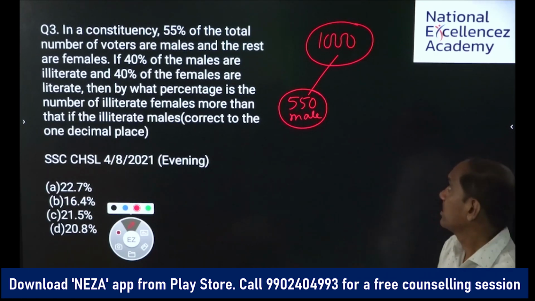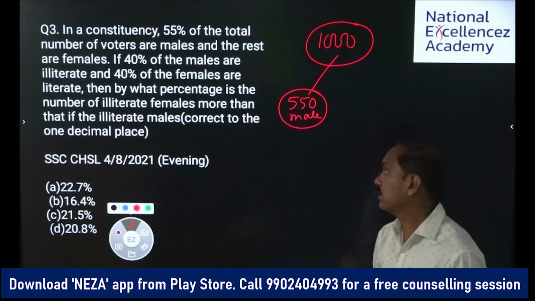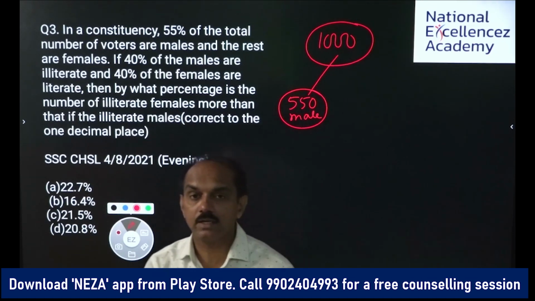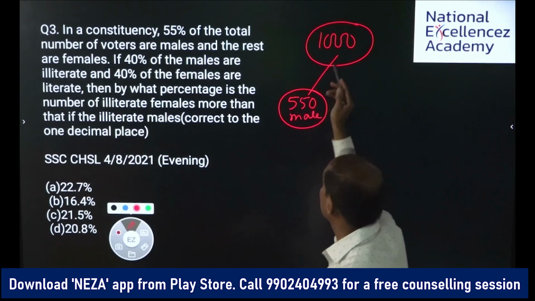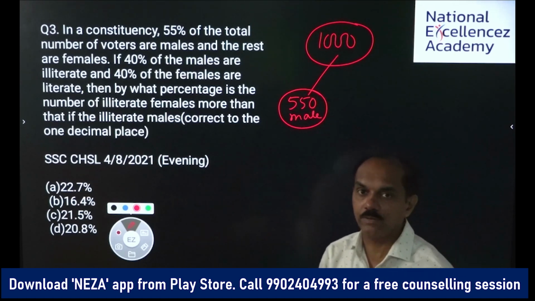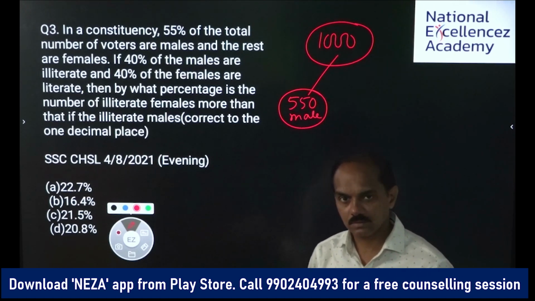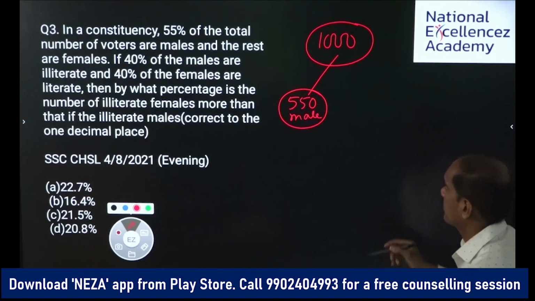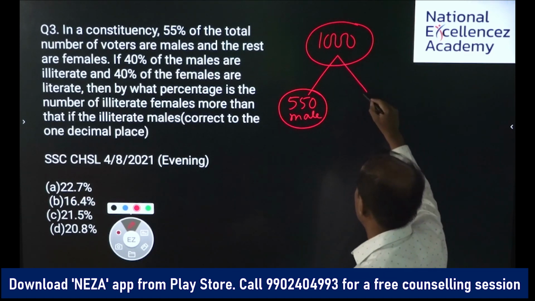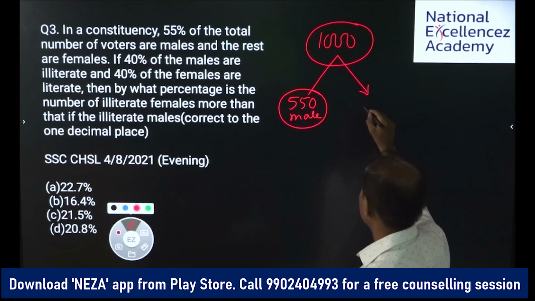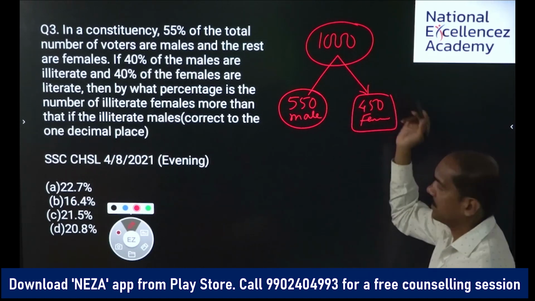males are there. So total 1,000, of which 550 are males, because 55% means for every 100, 55. For 1000 it is 550, one extra 0. Okay. The rest of them are females. So how many females are there? In all 450 females. So male, female is over.